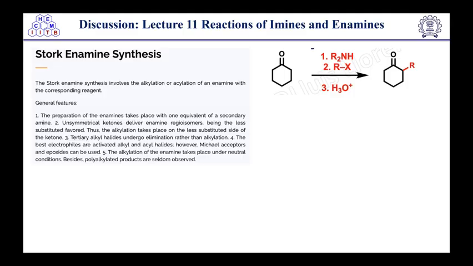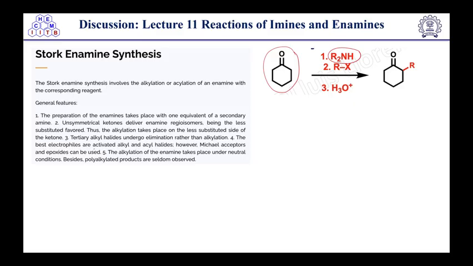Talking about the general features, the preparation of the enamine takes place with one equivalent of secondary amine, right? So here we have a secondary amine. The second point is that an unsymmetrical ketone delivers an enamine regioisomer, the less substituted being favored. But here we have an example of a symmetrical one. We'll discuss unsymmetrical also in later examples, okay? So we'll start with symmetrical first, but the second point is about the unsymmetrical. Thus the alkylation takes place on the less substituted side of the ketone. We'll discuss this in another example.